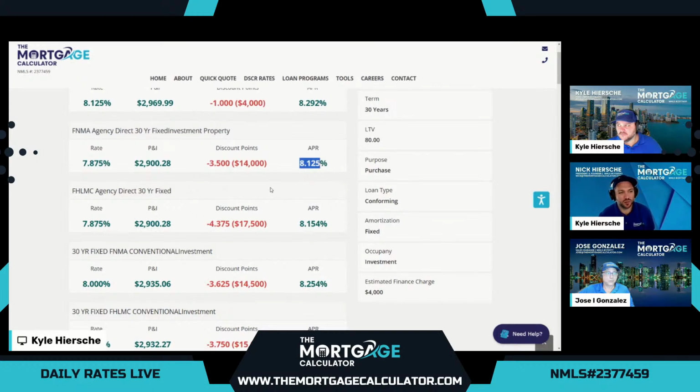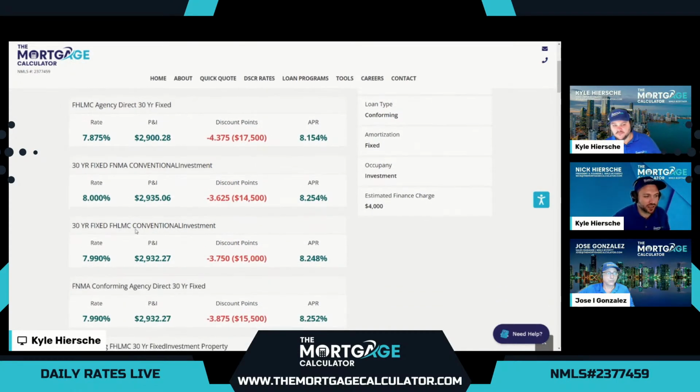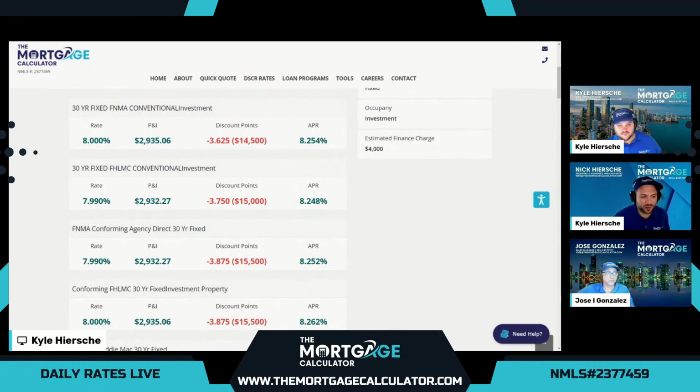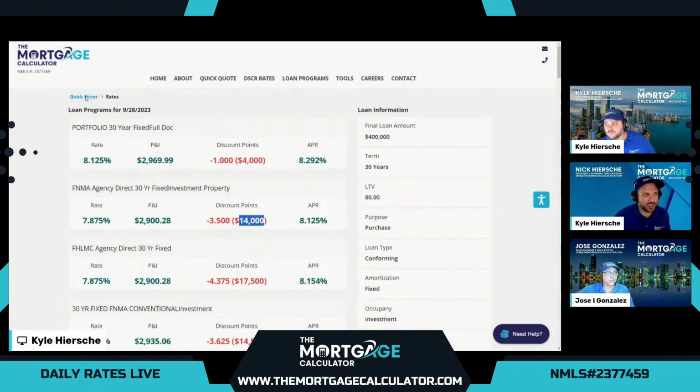So good option for our customers that want to qualify for conventional, but most of our investors would rather spend this money elsewhere. 3.5 discount points, $14,000 in this example is a lot of money. So most of our investors ask for a little bit higher rate for lower discount points. Unfortunately, you see here with conventional, even if we go up to an 8% rate, there's not much savings here. So that's where we love to present our non-QM options.